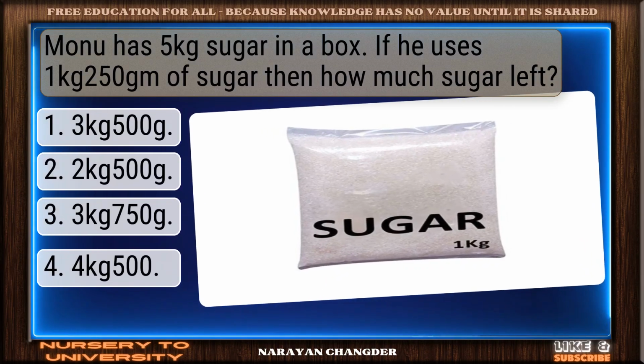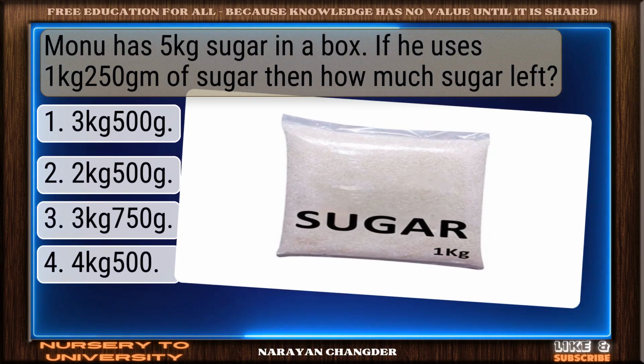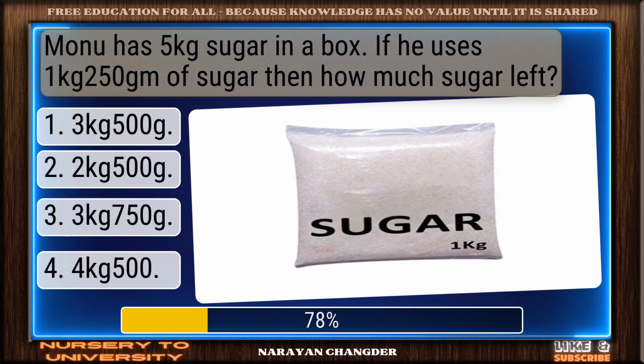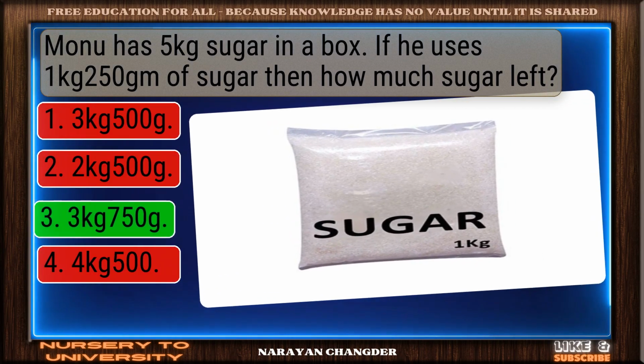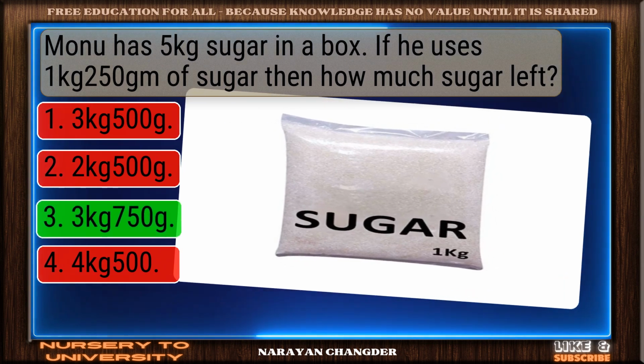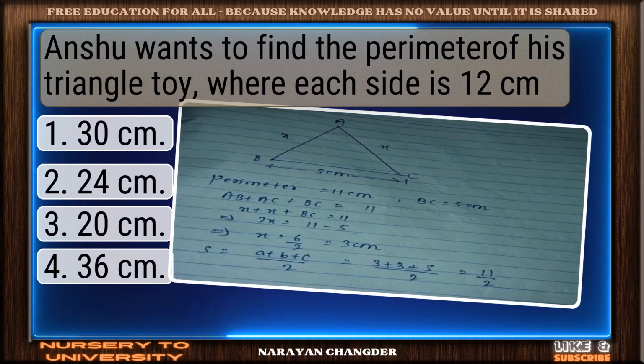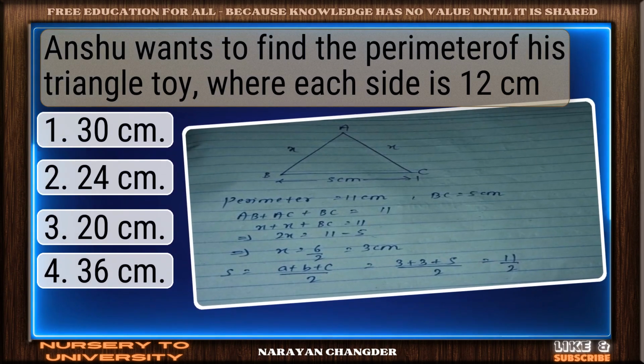Monu has 5 kg sugar in a box. If he uses 1 kg 250 g of sugar, then how much sugar is left? You got it. Your choice 3 kg 750 g is right. Anshu wants to find the perimeter of his triangle toy, where each side is 12 cm.